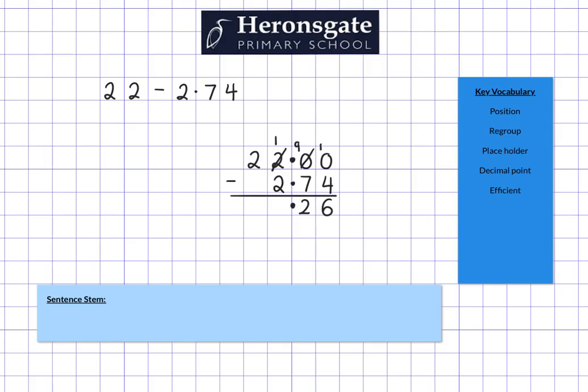1 subtract 2 ones. I'm going to need to regroup. So I'm going to go to the tens column. I now have 11 ones, subtract 2 ones. I now have 9 ones. And finally, I have 1 ten. So 22 subtract 2.74 gives me the answer 19.26.